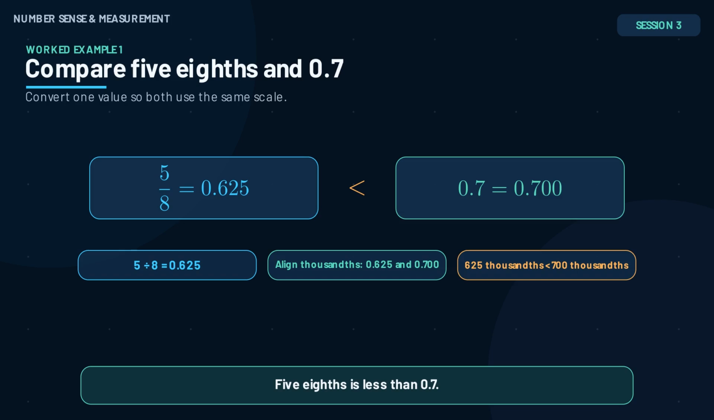Compare 5/8 and 0.7. Divide 5 by 8 to write the fraction as 0.625. Add trailing zeros to 0.7, producing 0.700. Now compare equal decimal places. 625 thousandths is less than 700 thousandths, so 5/8 is less than 0.7.